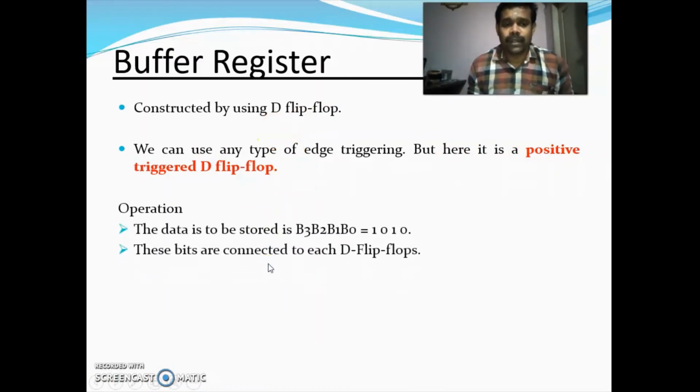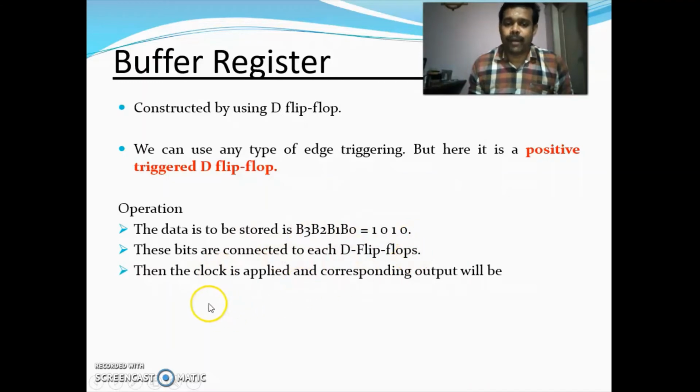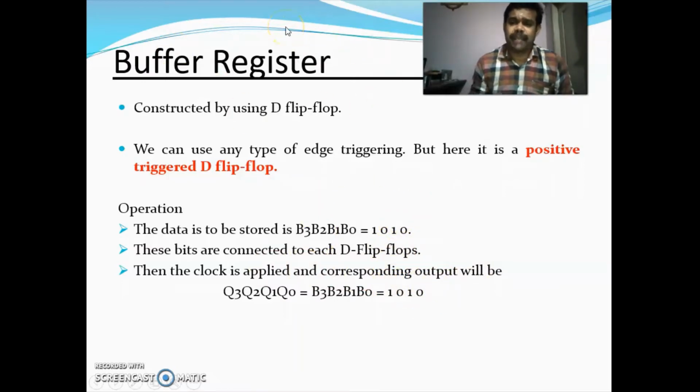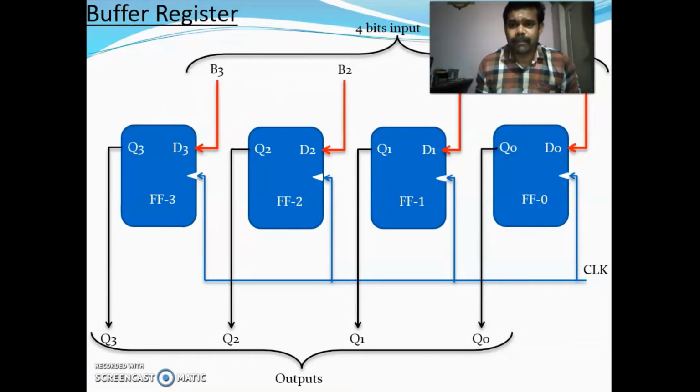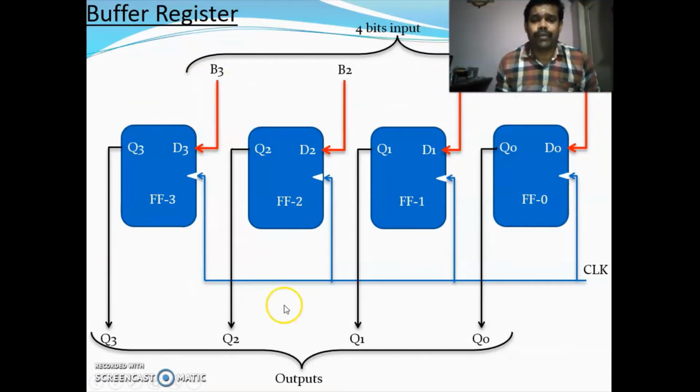Now, the operation of buffer register: the data to be stored is B3, B2, B1, B0, and we are taking the data as 1010. Here we are using 4 D flip-flops and we are applying clock, and the corresponding output will be 1010. This buffer register will give the same output as the input. Okay. Now, this is the diagram of buffer register.